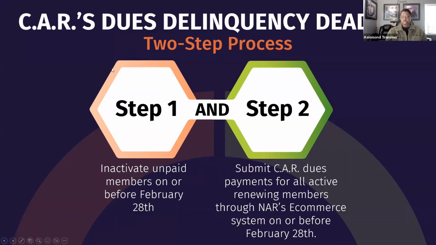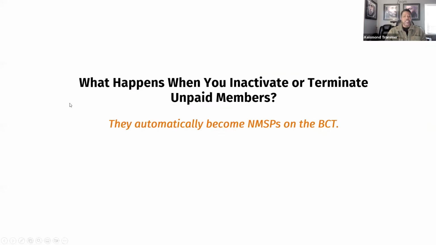And so if you haven't already started inactivating your unpaid members, you may want to start thinking about that now, because one of the things that C.A.R. will not do is waive the $50 late fee. So it's really going to be important to get that done as soon as possible and not wait until the 28th. So again, just to cover this one more time. The February 28th dues delinquency deadline, which is next Tuesday, is just a two-step process. The goal is to make sure you inactivate unpaid members on or before February 28th. The next step is making sure that you submit all dues payments for all active renewing members to C.A.R. through NAR's e-commerce system. So that's the February 28th dues delinquency deadline, and that's the process.